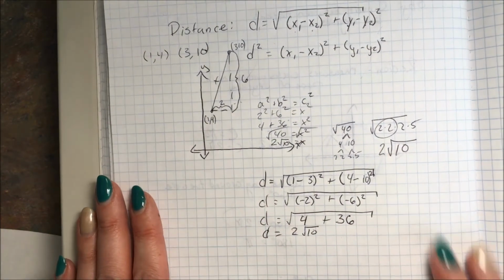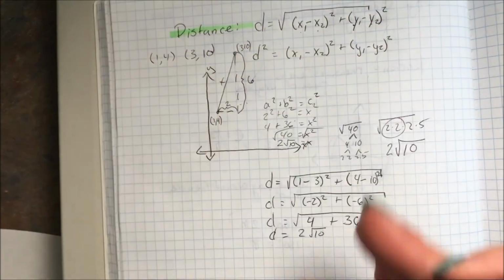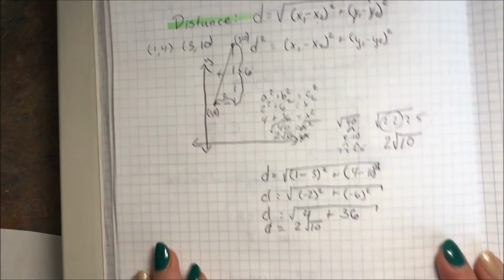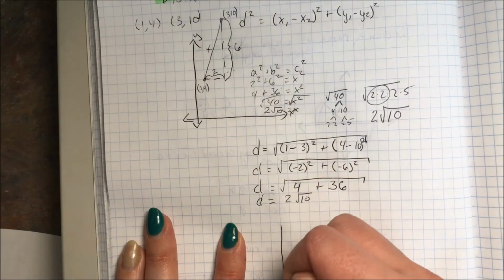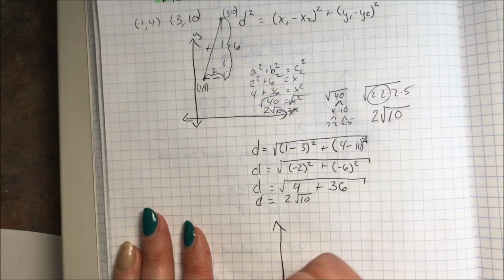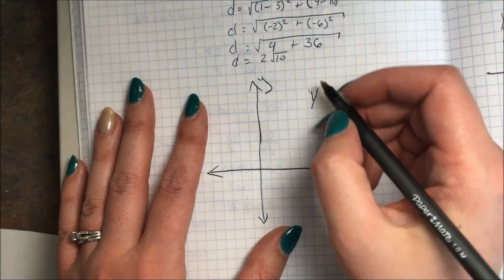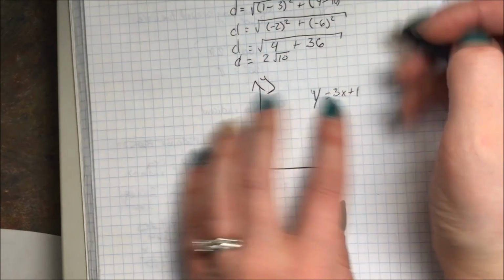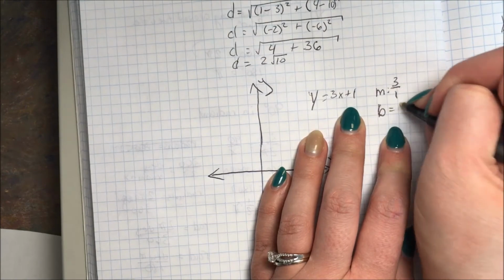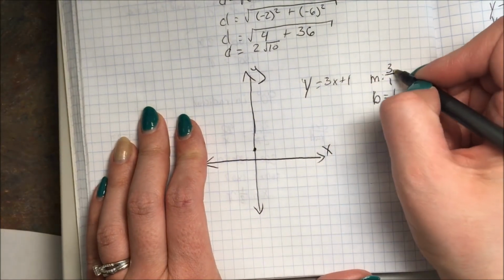Okay. The last thing I want to talk about, let's make sure we highlight that distance formula, is how to graph a line. If I have the equation of a line, this is my x-axis, this is my y-axis. And going back to my equation from the previous page, y equals 3x plus 1. My slope is 3 over 1. My y-intercept, my b value, is 1, so that's 0, 1 for my y-intercept. Here's 0, 1. I'd move up 3, right 1.